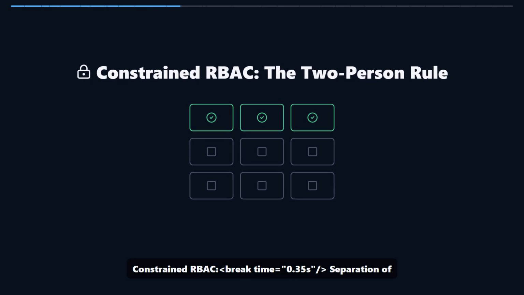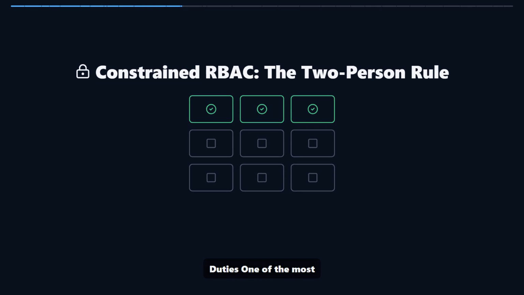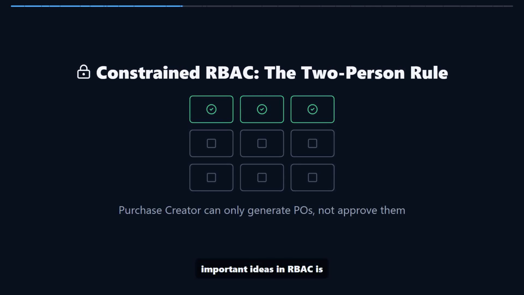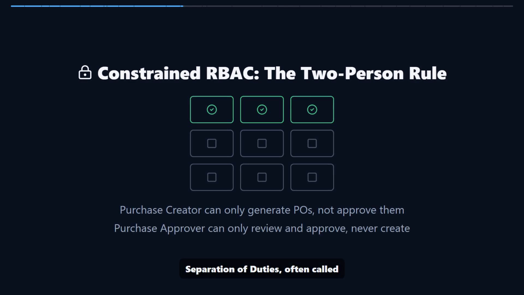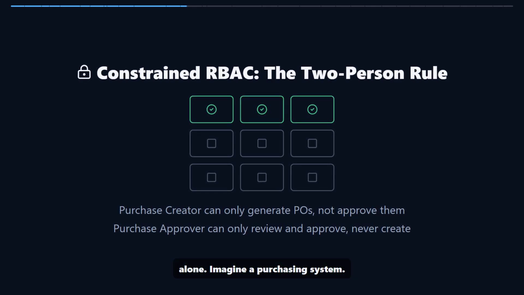In healthcare, it maps perfectly to attending physician, resident, and intern relationships. Constrained RBAC, separation of duties. One of the most important ideas in RBAC is separation of duties, often called the 2-person rule. The concept is simple. No single individual should be able to complete an entire high-risk process alone.